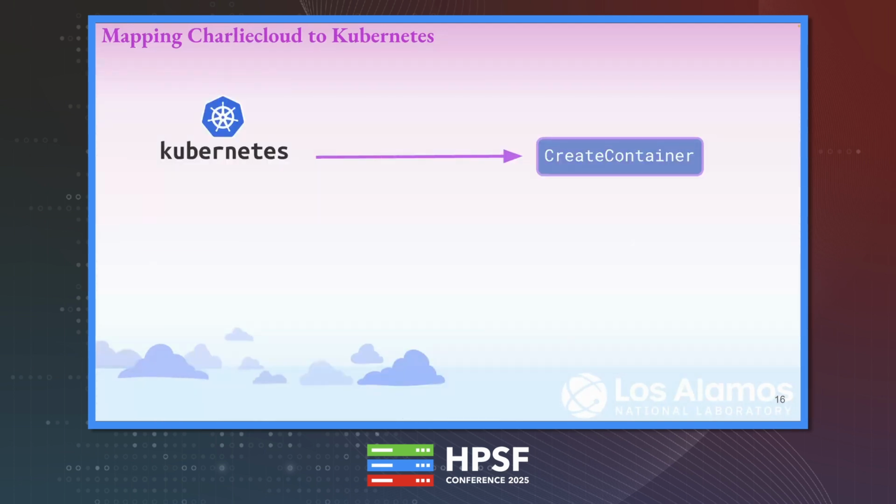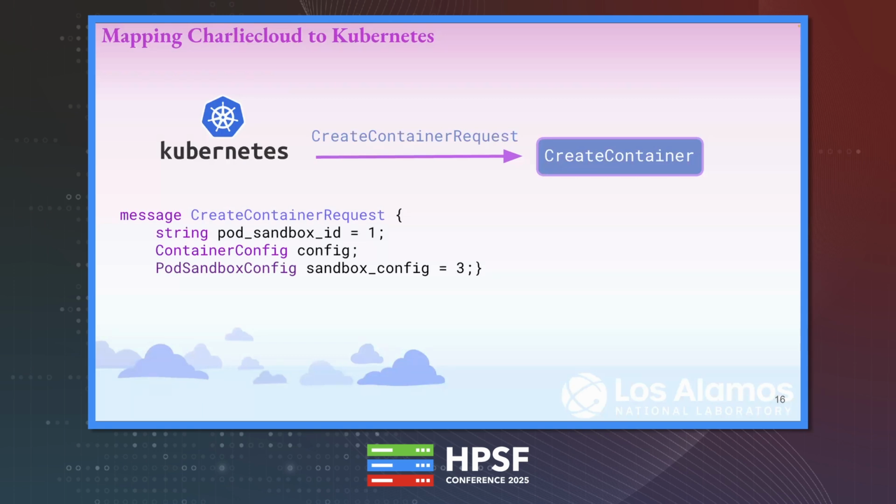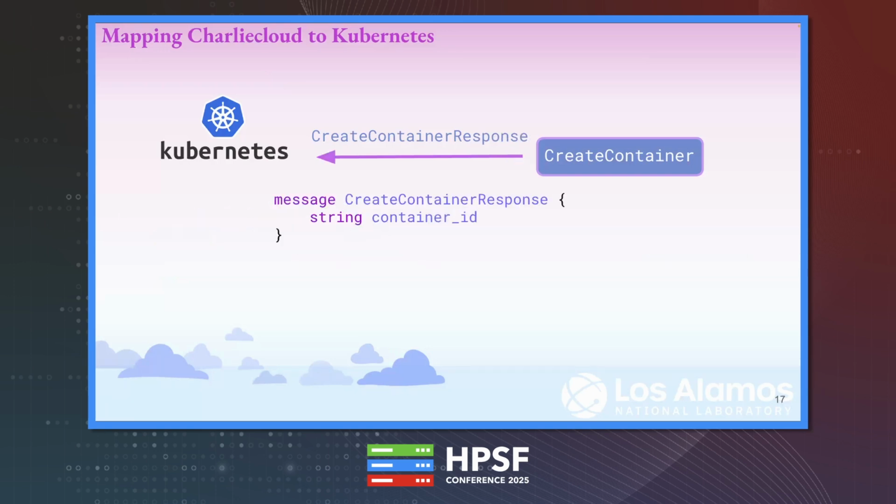So for example, Kubernetes will send a create container request. This consists of different fields, for example, container config, which has the image spec, which is the image that we want to pull. And in return, the function will respond with a create container response. And this consists of a container ID that Kubernetes can use.